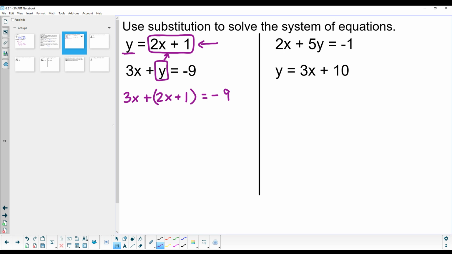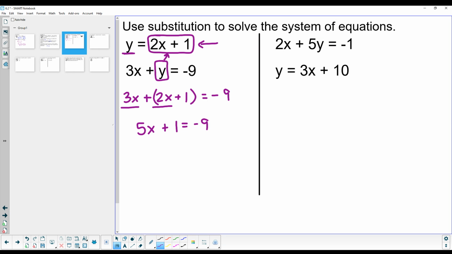So now at this point, the reason why we do this is because now I have only x's in this second equation, and I can combine like terms. So 3x and 2x I can do adding there because it says plus. Okay, that gives me 5x. I still have a plus 1, and it's still equal to negative 9.